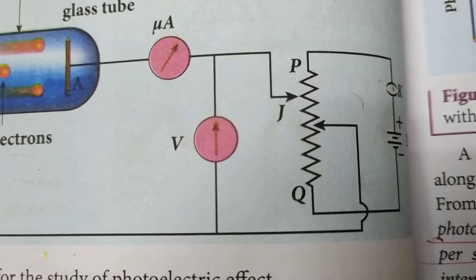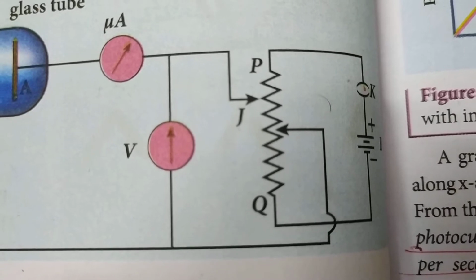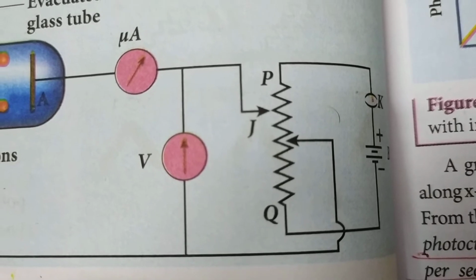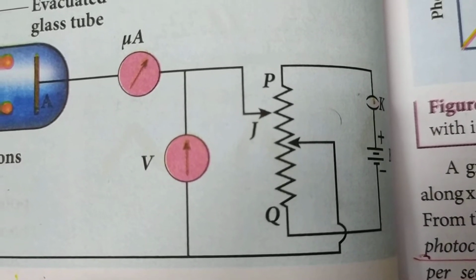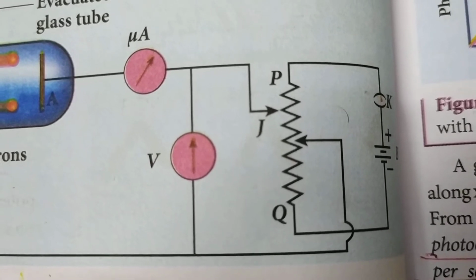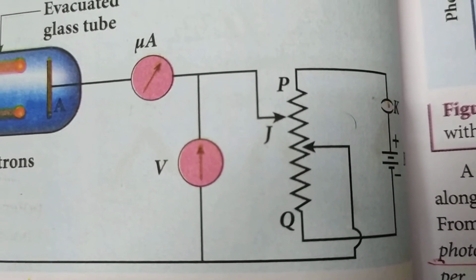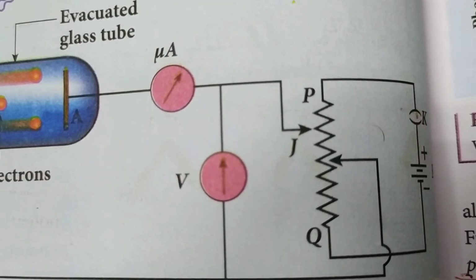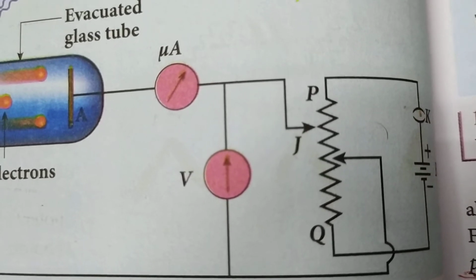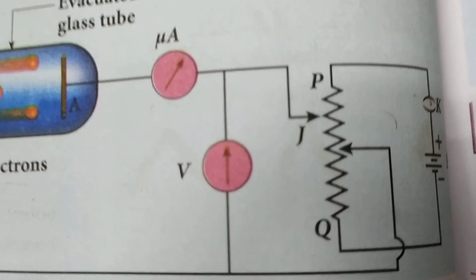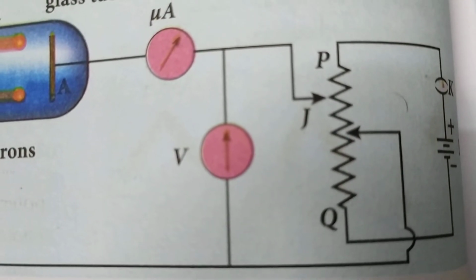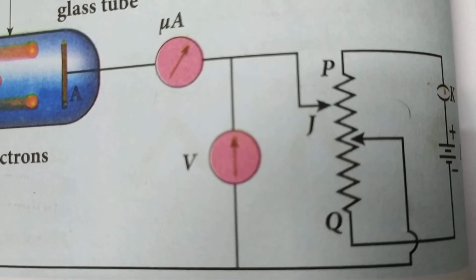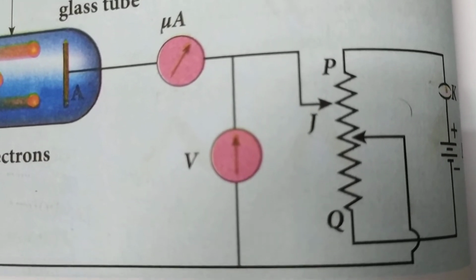That is, you are giving a very high potential difference, which is shown by the battery, and PQ is the voltage divider. That means you can give any amount of voltage, positive or negative, to the anode. And the current is usually measured using a microammeter. Since the current is in a very small amount, you can measure it only by using a microammeter. And this voltmeter is connected between the anode and the cathode to show the value of the potential difference that is given to the anode and the cathode.